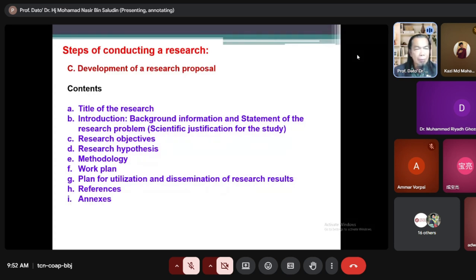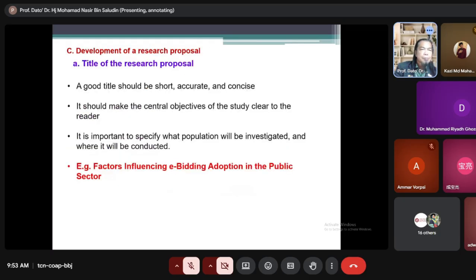C, development of research proposal. Content: title of research, introduction, background information, statement of the research problem, scientific justification for the study, research objective, research hypothesis, methodology, work plan, plan for utilization and dissemination of the results, references, and appendix or the annexes. Okay, development of research proposal.